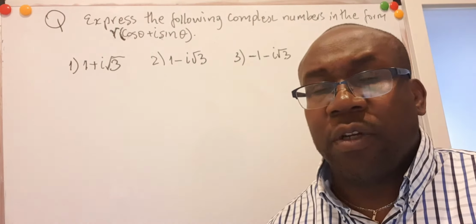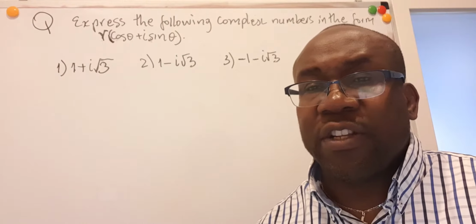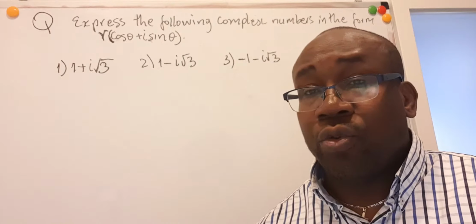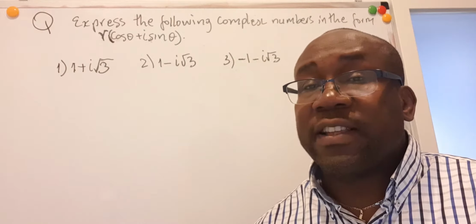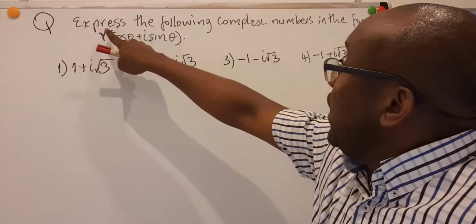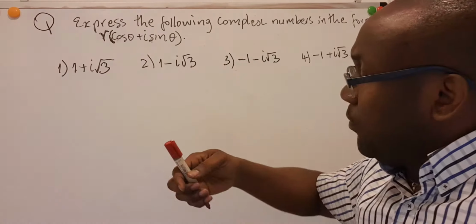I'm Dr. Anumendem. Today we're going to look at 4 complex number short questions, expressing a complex number from the form a plus ib to r into cos theta plus i sin theta, so the polar or trigonometric form. So express the following complex numbers in the form r cos theta plus i sin theta.